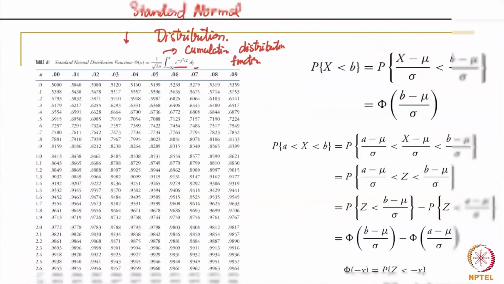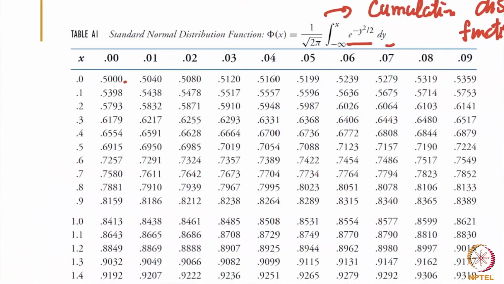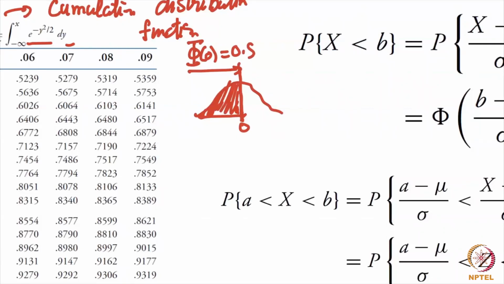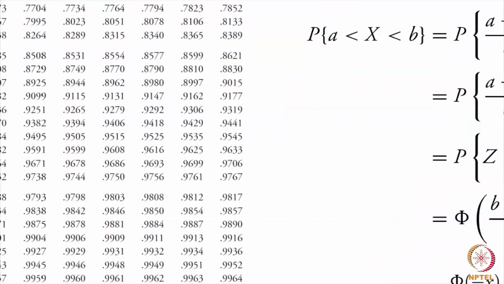Notice that at x equal to 0, the CDF is 0.5, which makes sense. Okay. Why does this make sense? Because if I integrate up until this point, the integrated value phi at 0 is equal to 0.5, because exactly half of it is below 0. And if I go to phi of infinity, that should be 1.